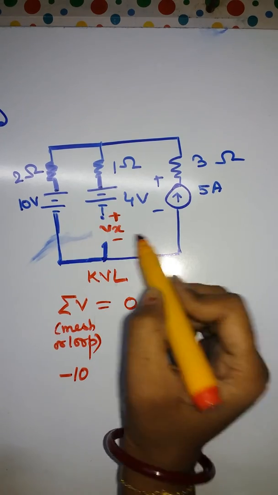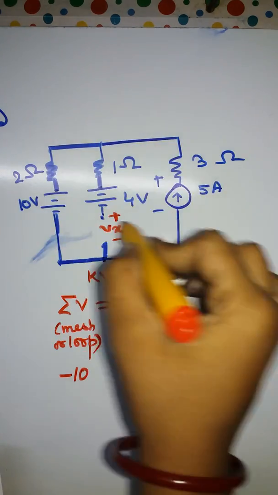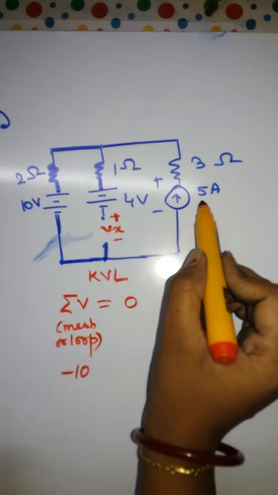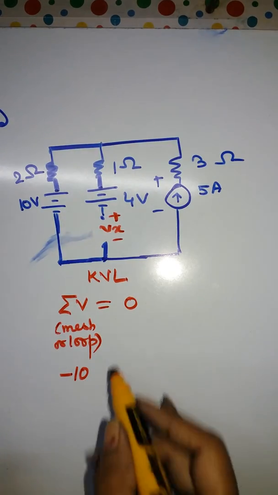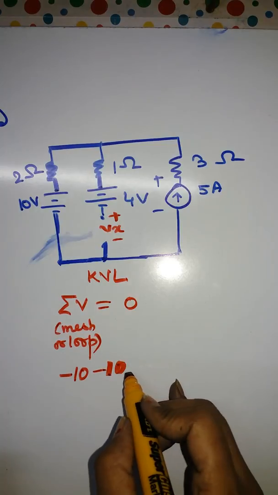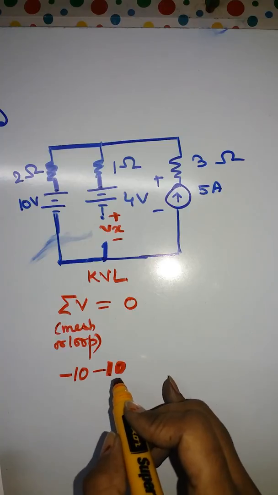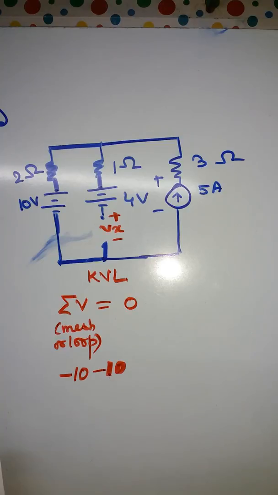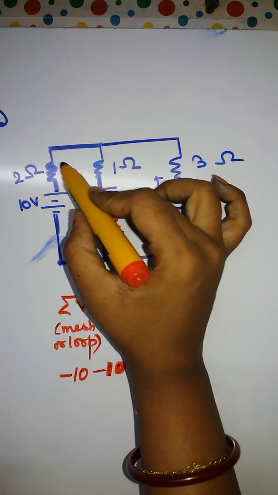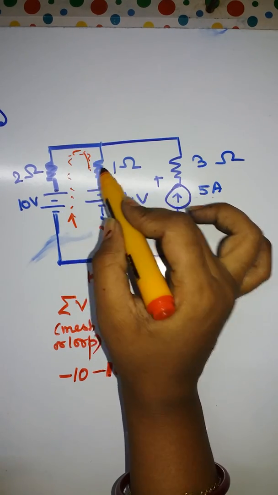This current itself is flowing in this whole circuit, right, everywhere. So minus 10, 2 into 5, again minus 10, because 2 into 5. Now we are coming to this part.